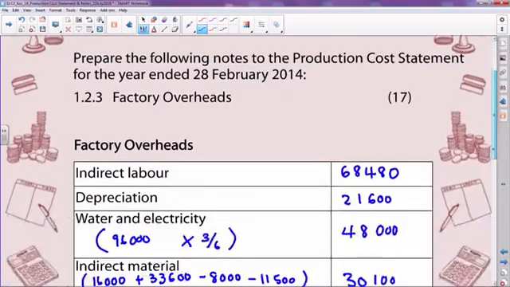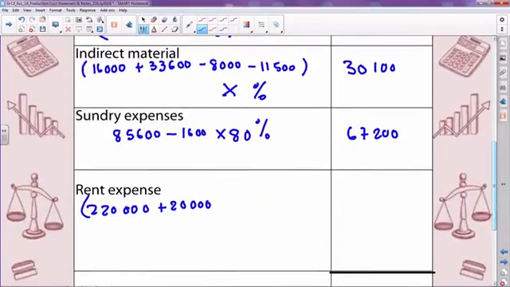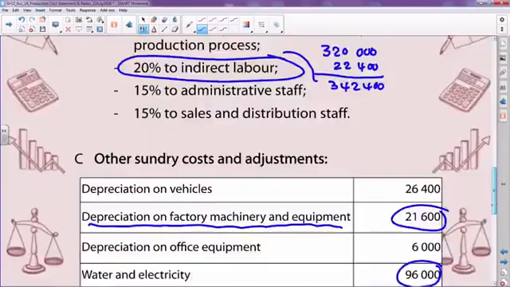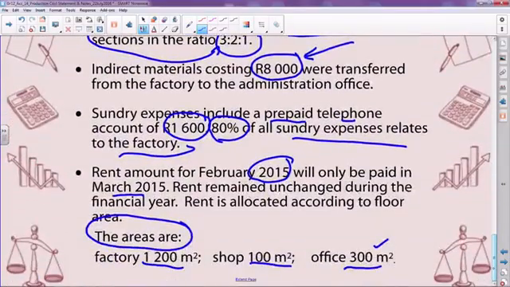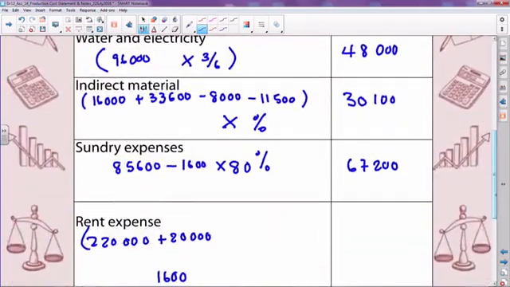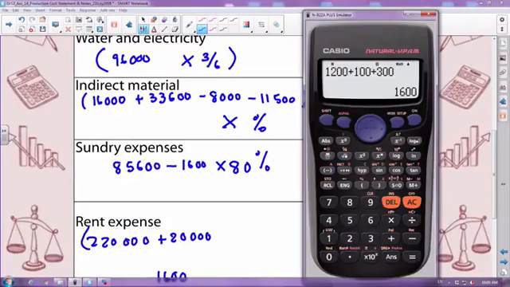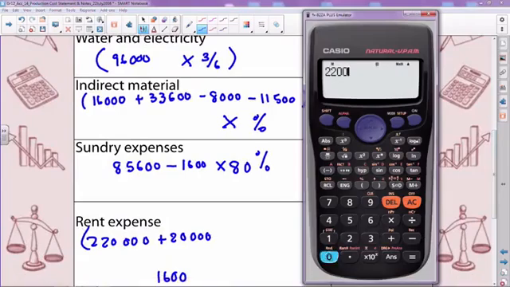Okay, now, you have a total floor space of 1,600. The factory uses 1,200 square meters of the total of 1,600. So immediately you tell yourself, fine, take your 220,000, which was your figure before your adjustment, right? To that we added the 20,000, so that will then give me 220,000 plus my 20,000 for my adjustment to give me a figure of 240,000.